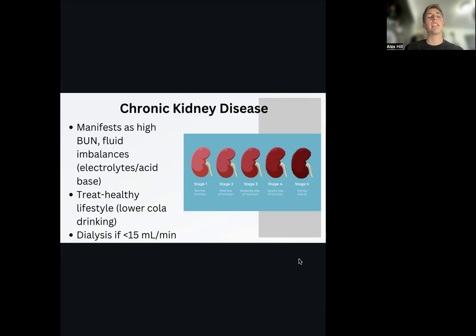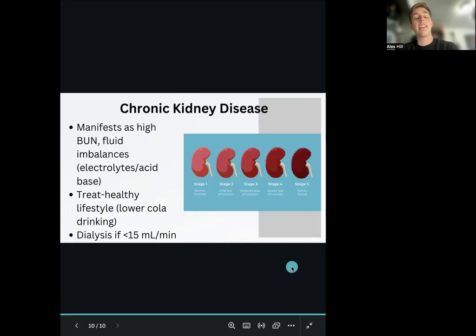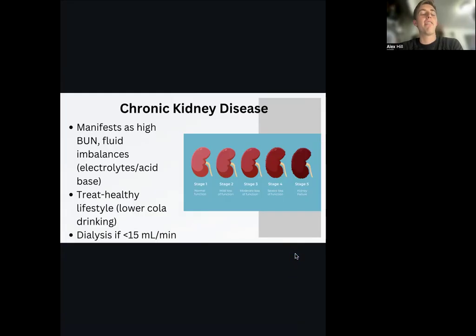She mentioned specifically don't drink as much cola. I know she talks about that for a little bit. And if you have a glomerular filtration rate of less than 15, then you need to be on dialysis, because remember, the normal is 90 to 125. Okay, hope this is helpful.